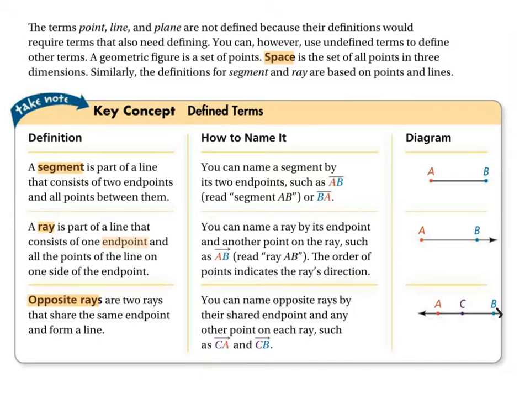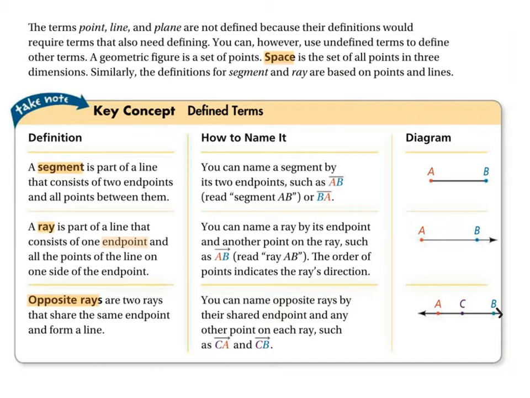Now, space, what is space? Space is the set of all points in 3 dimensions. Essentially, since points are locations, if you talk about all the possible locations you could be in in the 3 dimensions, you will be talking about space, all of space. Now, similarly, definitions for segment and ray are based on points and lines. Let's look at them here.